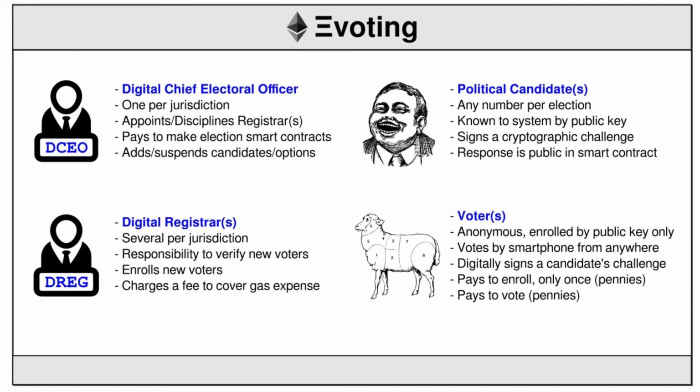And then at the bottom right we have the voter. The voter is anonymous. They're enrolled by their public key. We don't know a name or an address. We don't need to know anything about them. Just that when they were enrolled, they were allowed to vote.